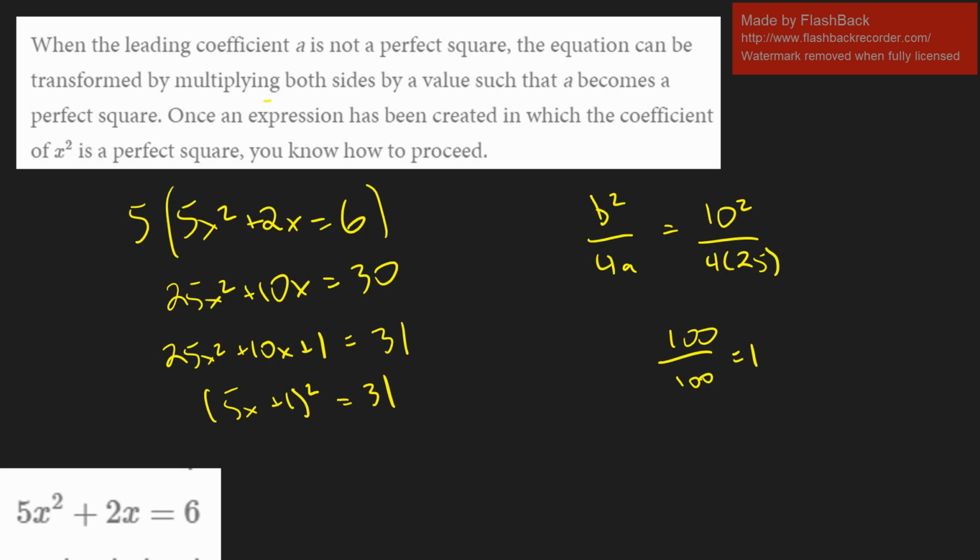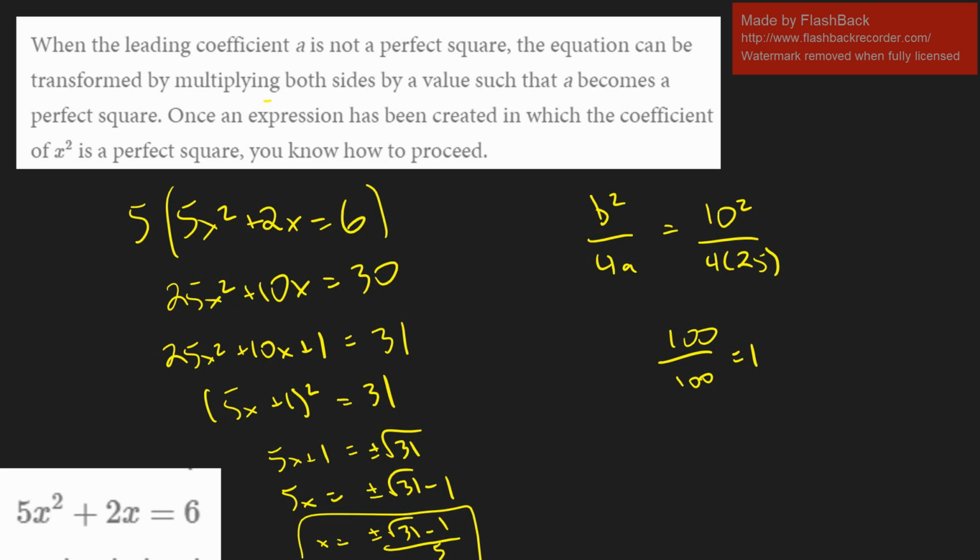Square root both sides, and I get 5x plus 1 equals plus or minus the square root of 31. It's irrational, right? So that means, again, just like that last example, I'm going to leave it there. I'm going to subtract the 1, and I'm going to get 5x equals plus or minus square root of 31 minus 1, and then I'm going to divide everything by 5. So I'm going to get x equals plus or minus square root of 31 minus 1 all over 5. And that's it. That's all I have to do.